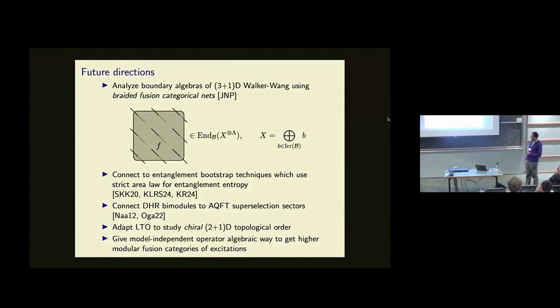I want to connect this to the DHR bimodules and AQFT superselection sectors that Pieter Naaijkens and Ogata have been working out, and that would be a nice thing to do there. As Liang Kong said earlier, I want to adapt this to study chiral 2+1D topological order. That's a big ask, but I expect you can't do it with finite dimensional algebras, and you might have to go to bigger infinite dimensional algebras. But there may be a way to do that, and that's exciting. And what would be cool is to give a model-independent operator algebraic way to get higher modular fusion categories of excitations for higher dimensional things.